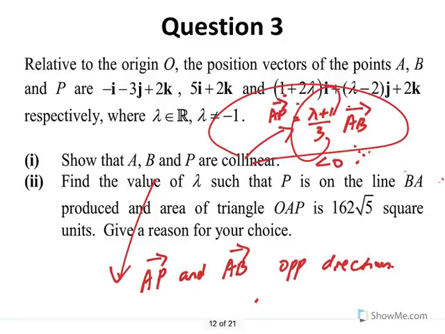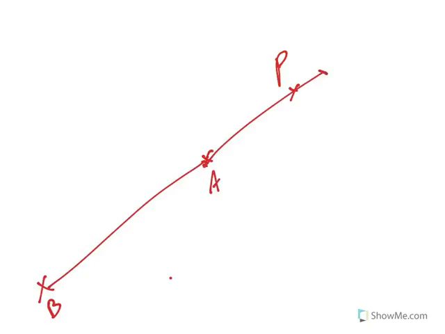How do you know this, Praveen? It is because P is on the line BA produced. P is on the line BA produced. This means that, you see, AP is this direction, AB is this direction. Okay, can.